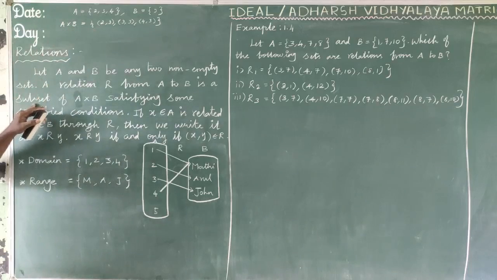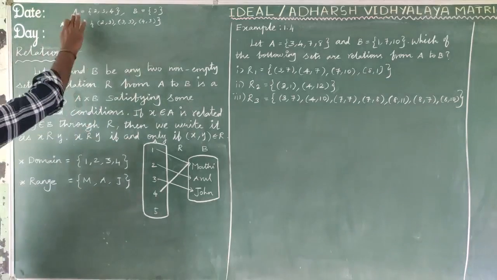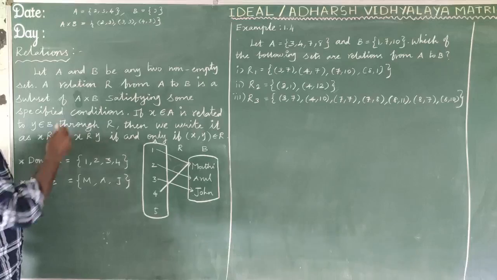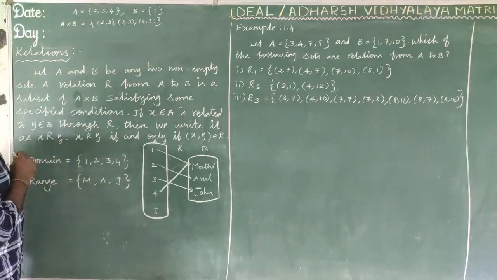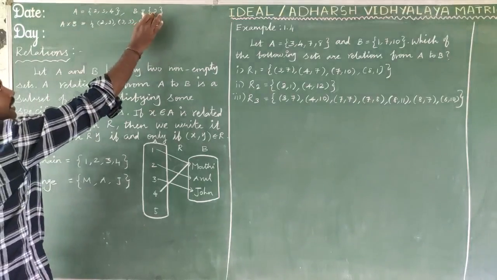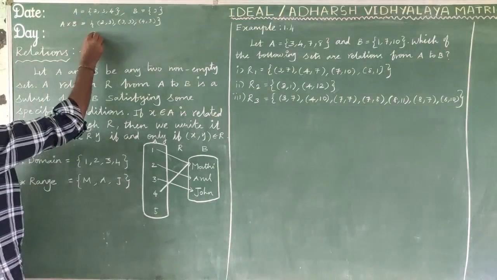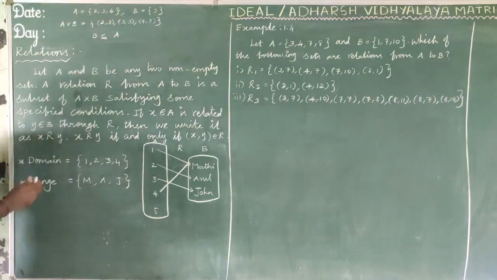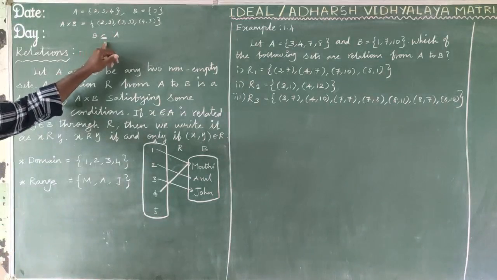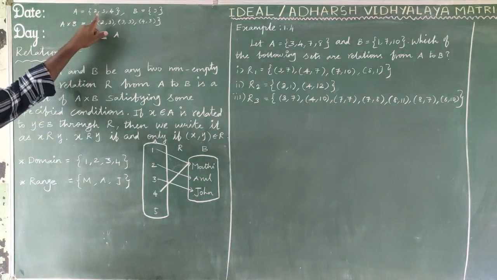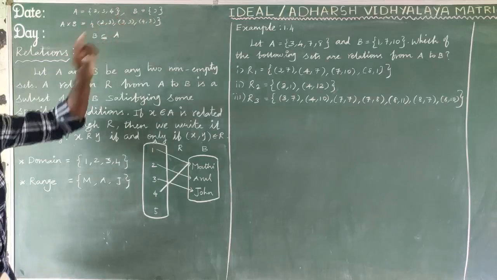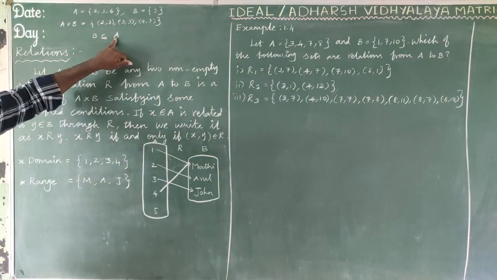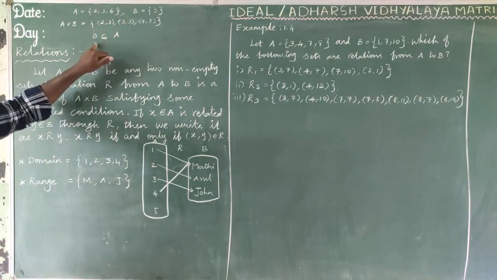And subset. For example, A is equal to {2, 3, 4} and B is equal to {3}. Then B is a subset of A because the element 3 is in A. So B is a subset of A. But A is not a subset of B because 2 and 4 are not in B. So B is a subset of A, but A is not a subset of B.